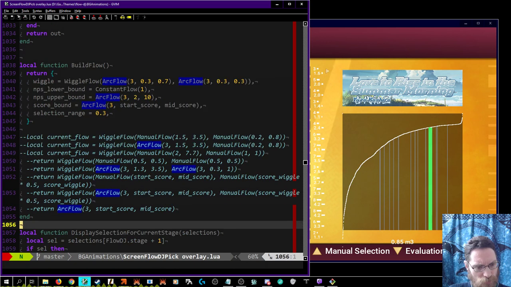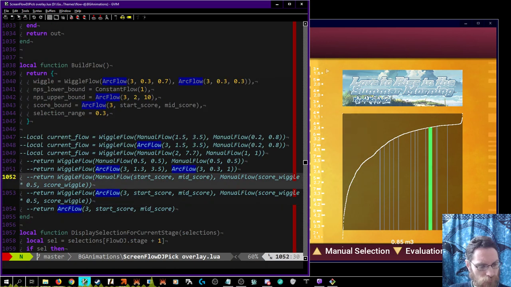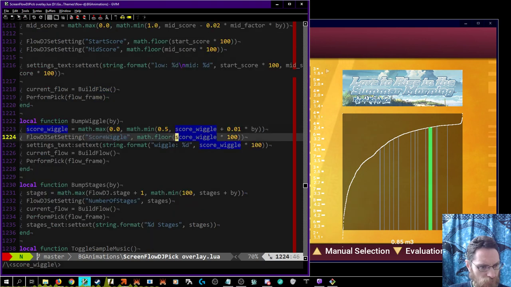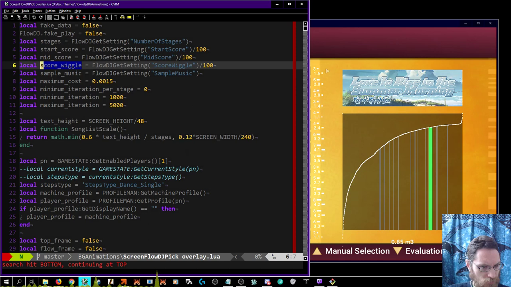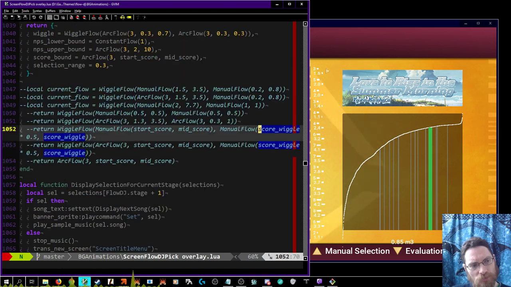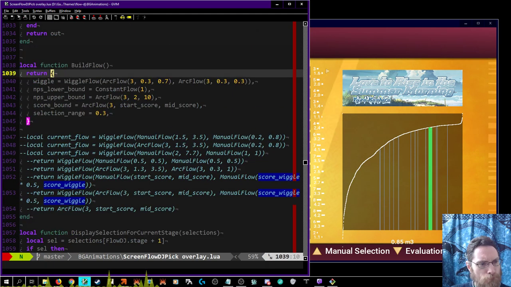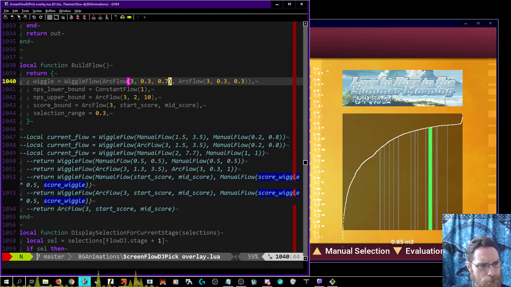Oh, we've actually got some start score, mid score. And then there is some score wiggle in there, but I forget what the range on that was. We've got a default value, right? Alright, so it's a 0 to 1 in the score range space right now. This is just 0 to 1 space overall among the range in there.